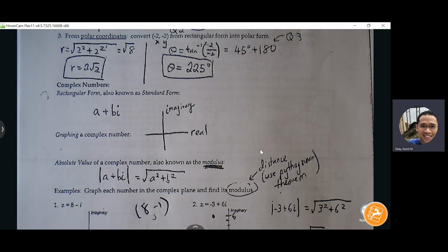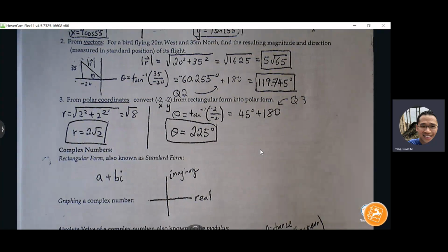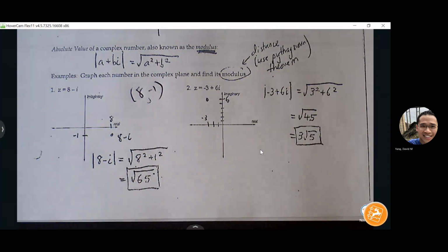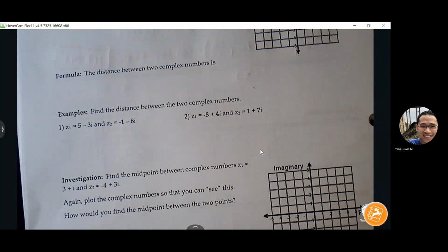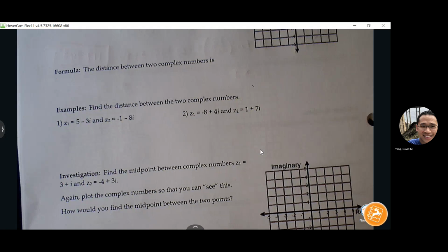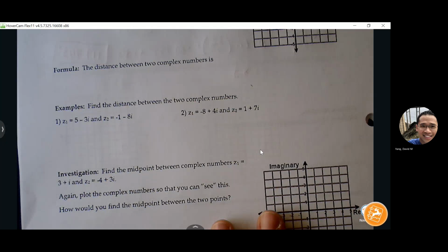Sorry? Where's the first example? At the bottom. Oh, bottom, yeah. Root 65 and 3 root 5. Okay, everybody good with this page? All right, page 14. Okay, so page 14.